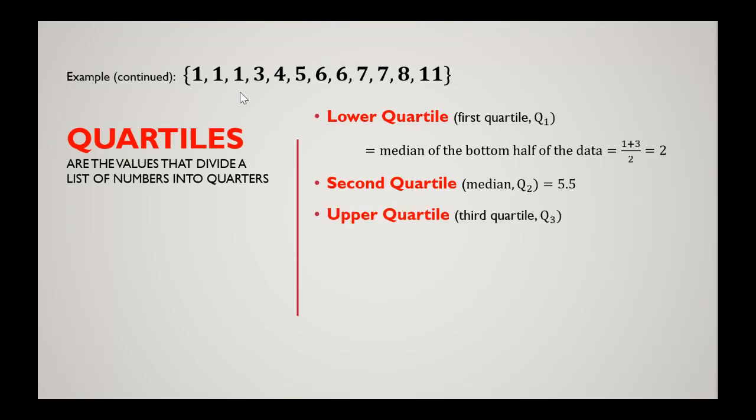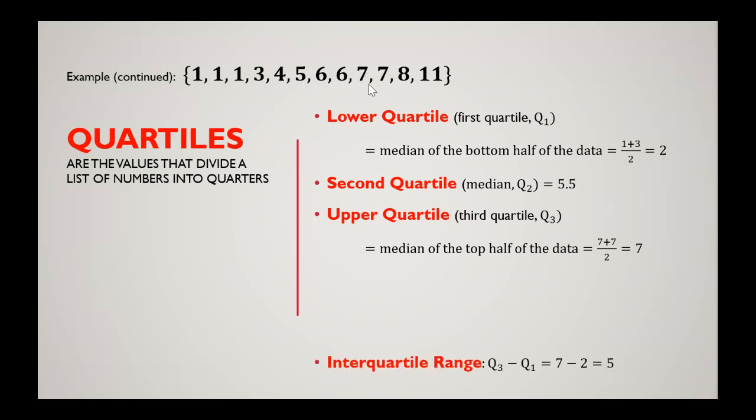The upper quartile, or the third quartile, is going to be found very similarly to the lower quartile. What you're going to do is look at the top half of the data set, which is from 6 to 11, and find the median of the top half of the data. So in this case, the two middle numbers would be 7 and 7. And so when you find the average of those two, you get 7. And that's going to be Q3, your upper quartile.